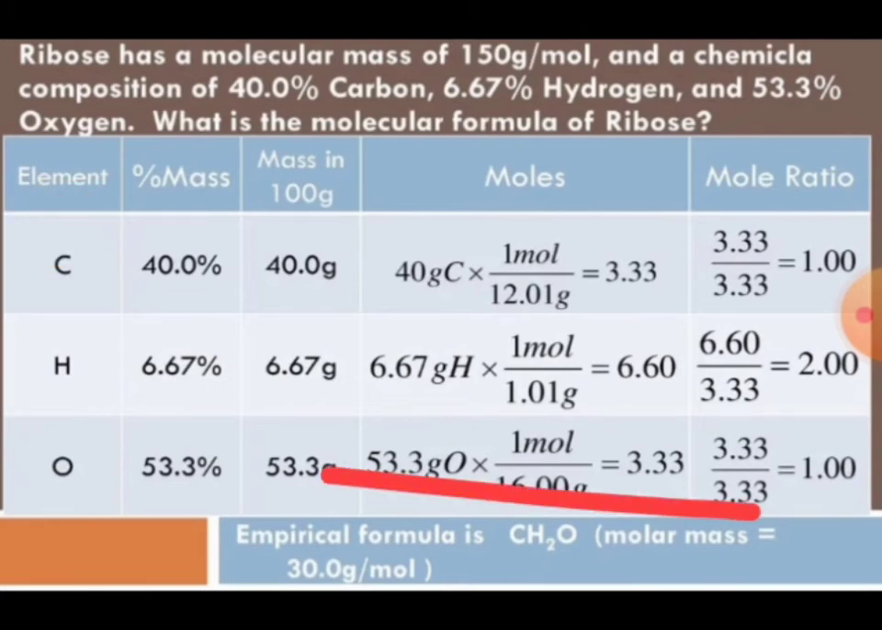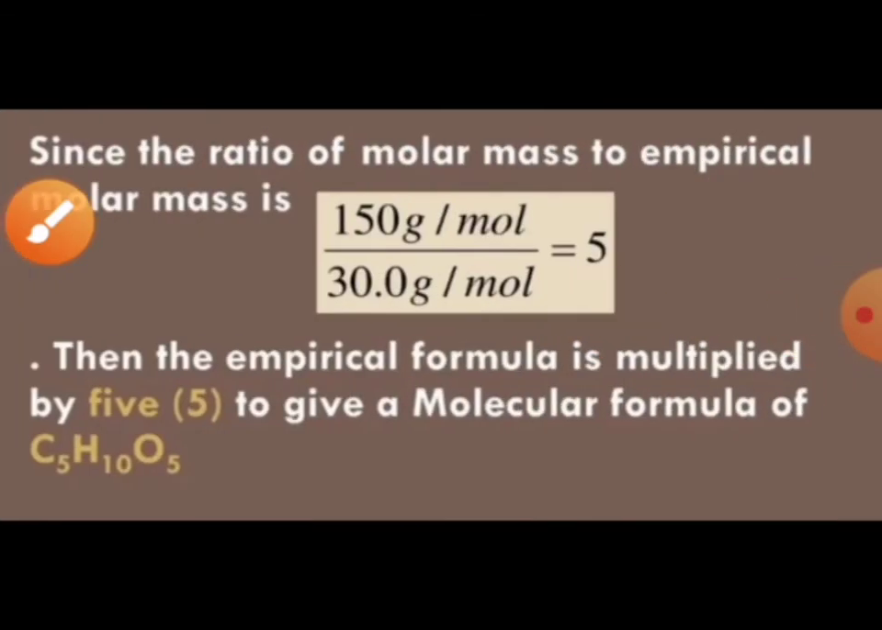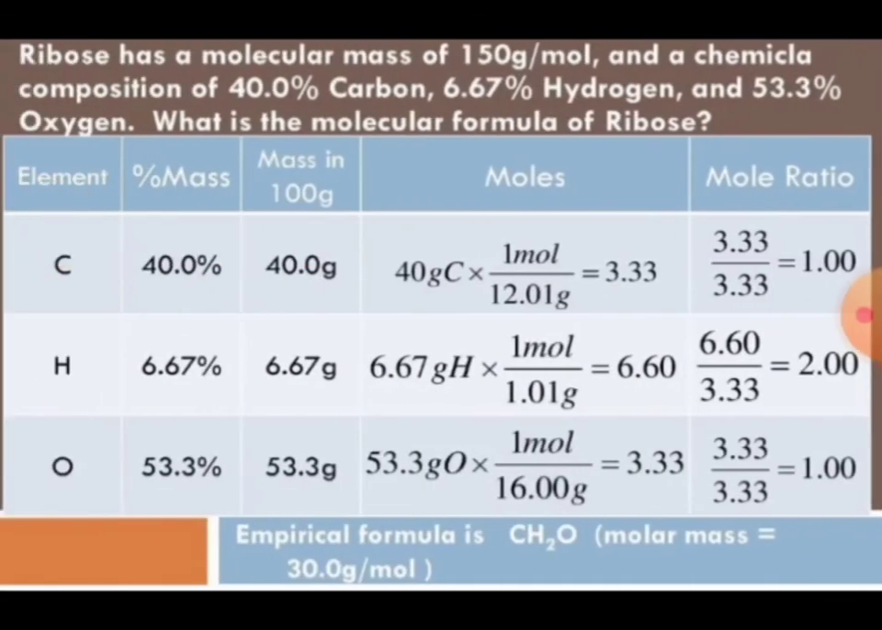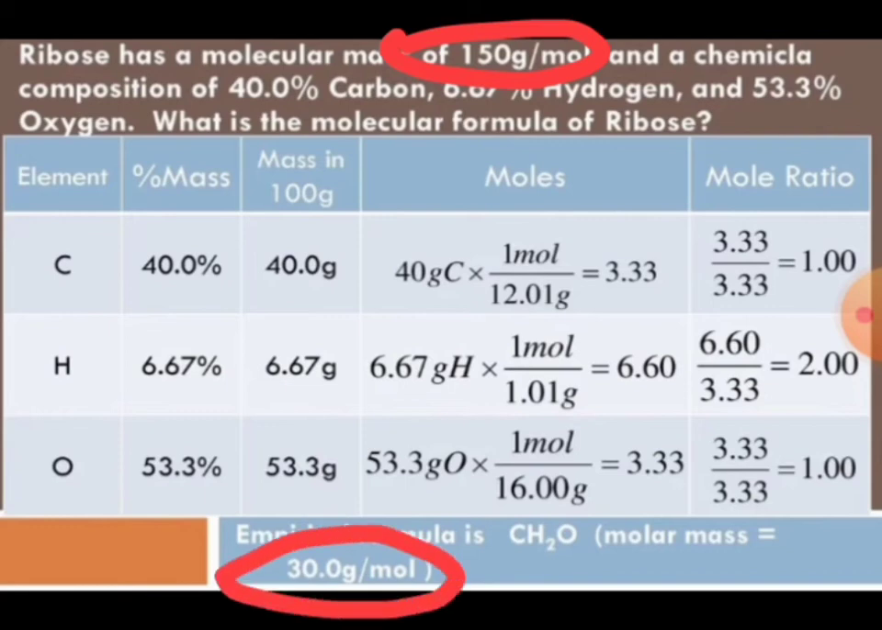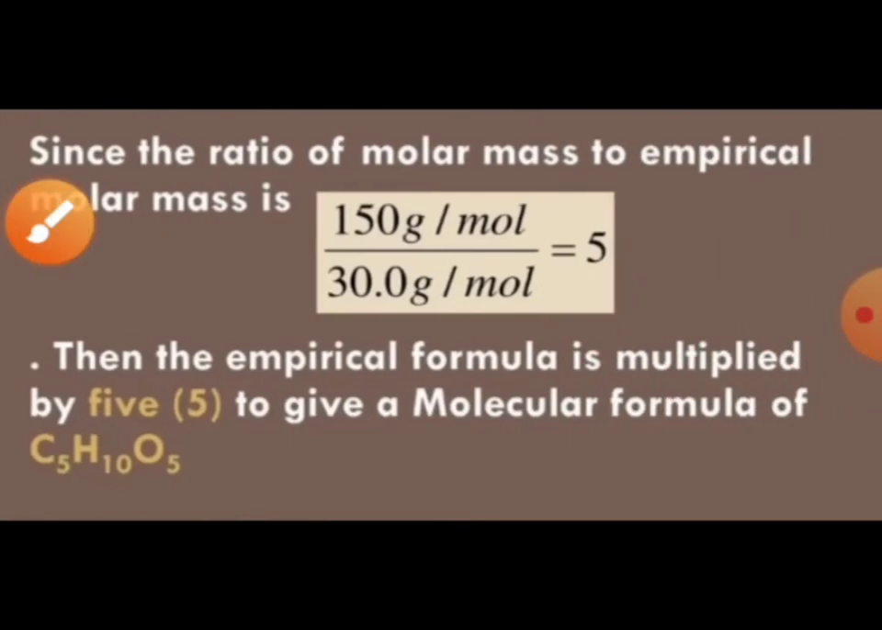Now in the next step, we are going to calculate the molecular formula. So molecular mass in the question they have given. Molecular mass of the ribose is 150 grams per mole. So empirical formula mass how much? 30. So we need to divide 150 with this 30. So whatever the value comes, that is 5. So 150 is the molecular mass of the ribose and empirical formula mass we got 30.